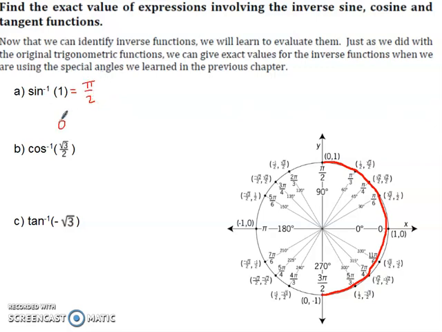Now it's not going to be correct to say theta is equal to pi over 2, because there's no theta in our question. They're asking what the inverse sine of 1 is. I only brought theta into it to help us understand what the question is asking.